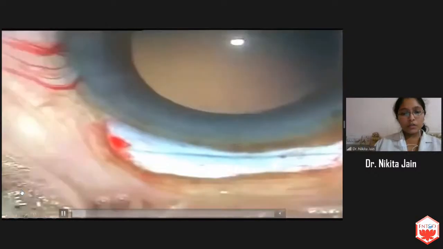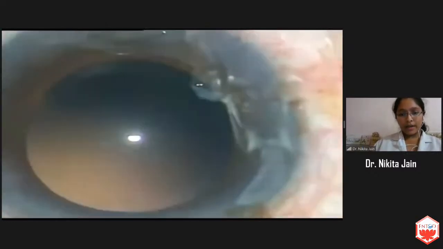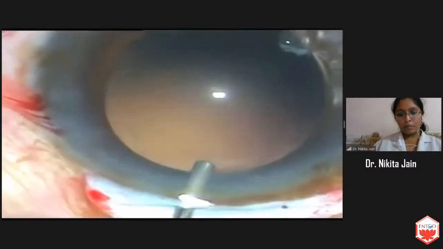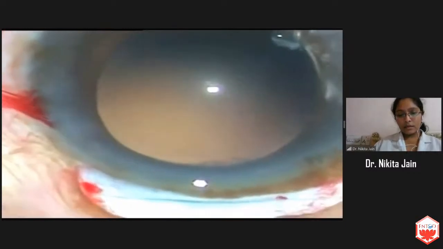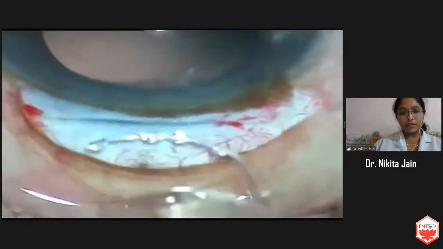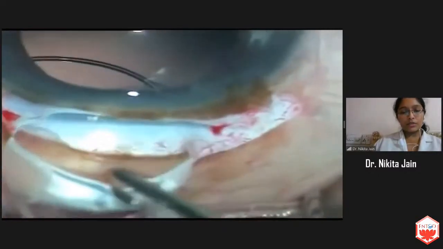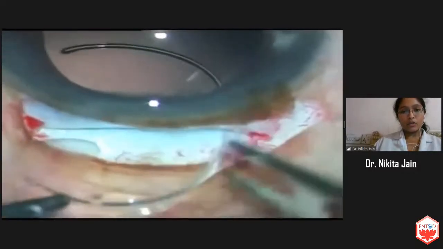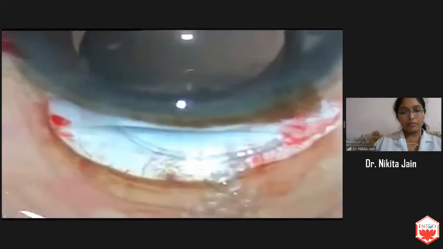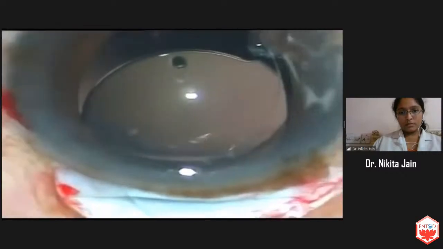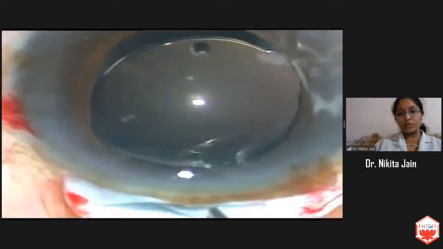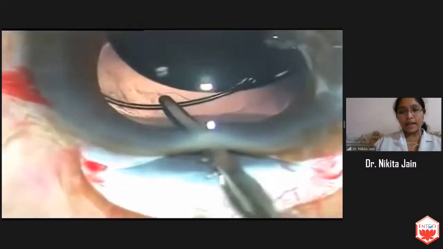We first insert a viscoelastic OVD, preferably a cohesive device, inside the capsular bag. The PMMA lens is then held at the junction of the optic and the trailing haptic with the help of McPherson's forceps, and the leading haptic is introduced inside the capsular bag with its direction towards down, below the plane of the iris. In some cases, we can also put a viscoelastic device to inflate the capsular bag.